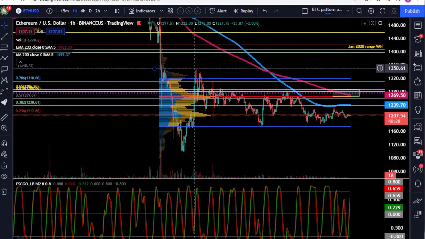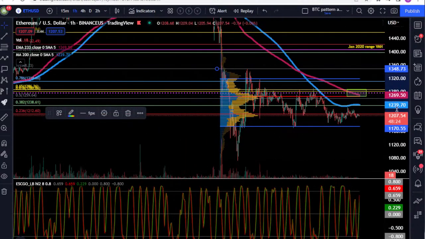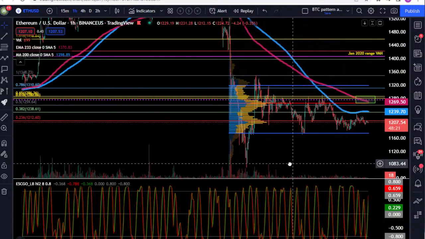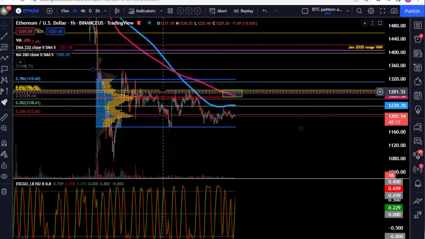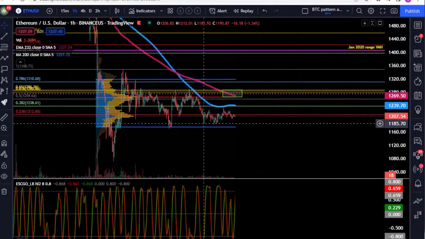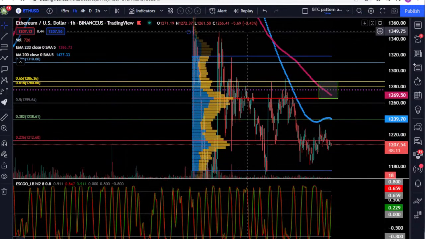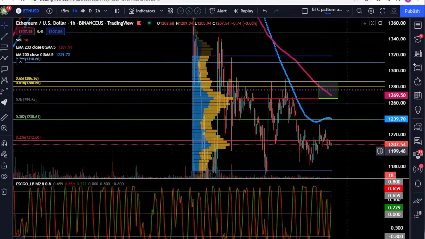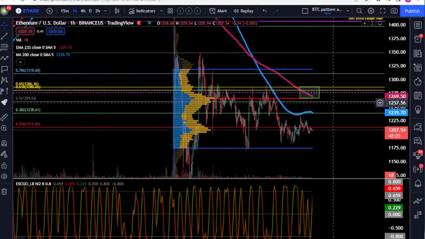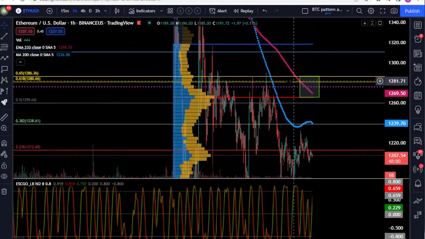I took a Fibonacci retracement from, where's my 1-to-1? Yeah, from this high to this low. So from this high at around 1348 to the low at around 1169, and the 0.618 Fibonacci retracement and the 0.65, which is a golden pocket, comes in and around this region.